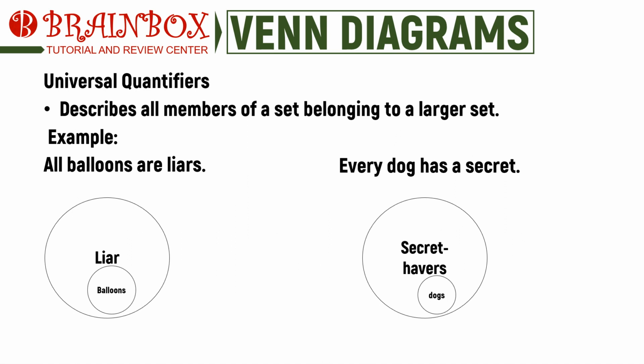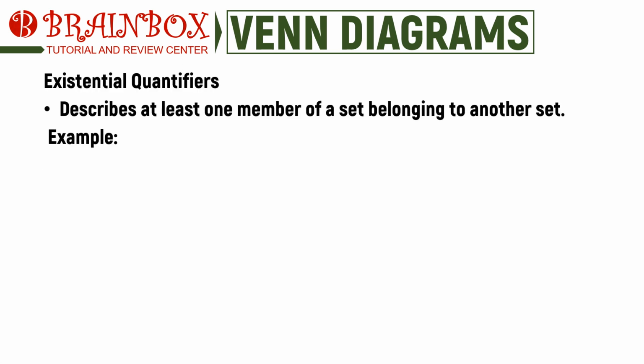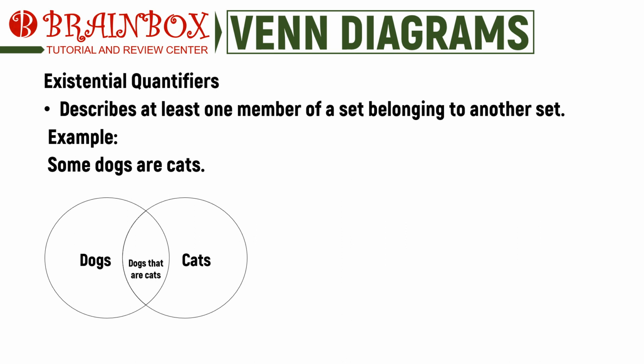The second kind of quantifiers are existential quantifiers. These quantifiers describe at least one member of a set belonging to a different set. Examples of existential quantifiers are some, there exists, at least one, etc. In the first example, some dogs are cats, we make a Venn diagram with a small overlap. Inside the overlap is where we place the cat dogs.